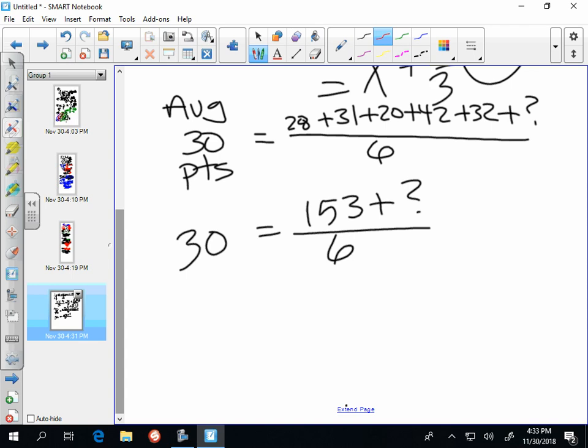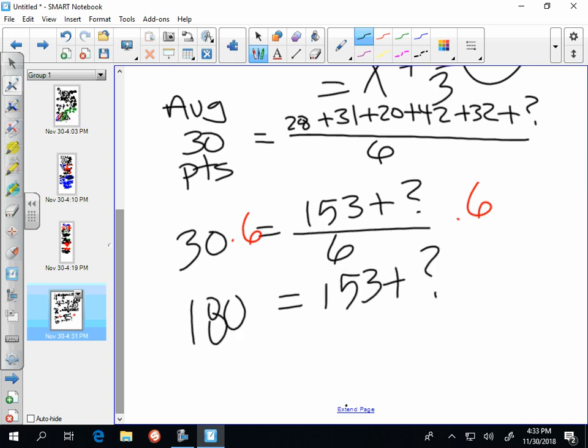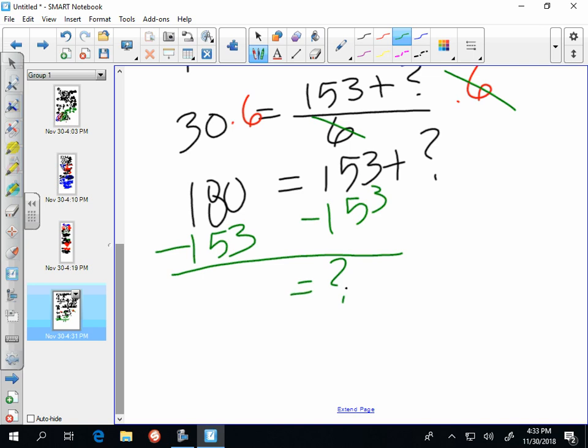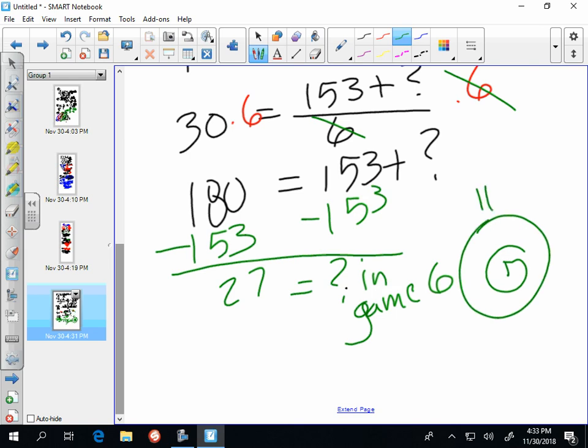Well, let's solve this equation for the question mark. Start by multiplying both sides by 6. That'll give us 180 equals 153 plus question mark. Why? Because 6 times 30 is 180. And then I'm just going to subtract 153 from both sides, and I'll get the question mark for how many points in game 6: 27. 27 points in game 6 corresponds with choice G. G for number 12.